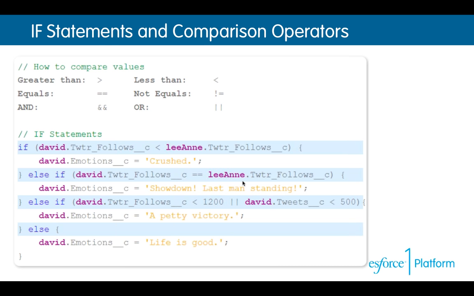Finally, we have the else. This is an optional clause that says, if all of the above is not true, then do this.